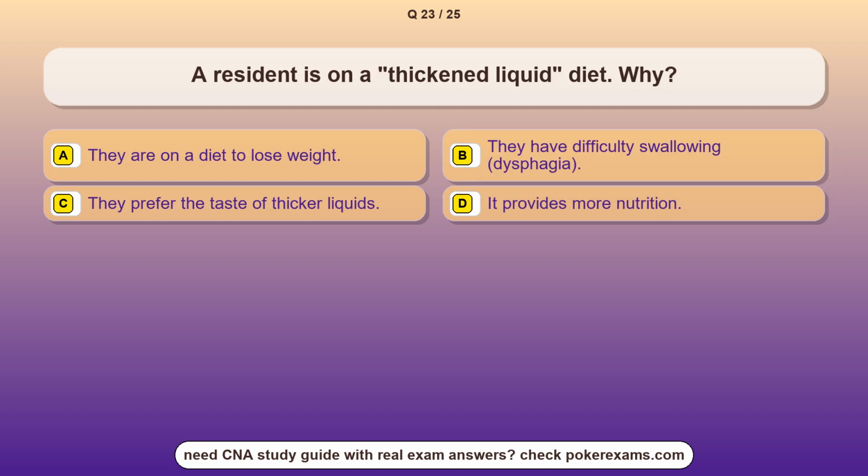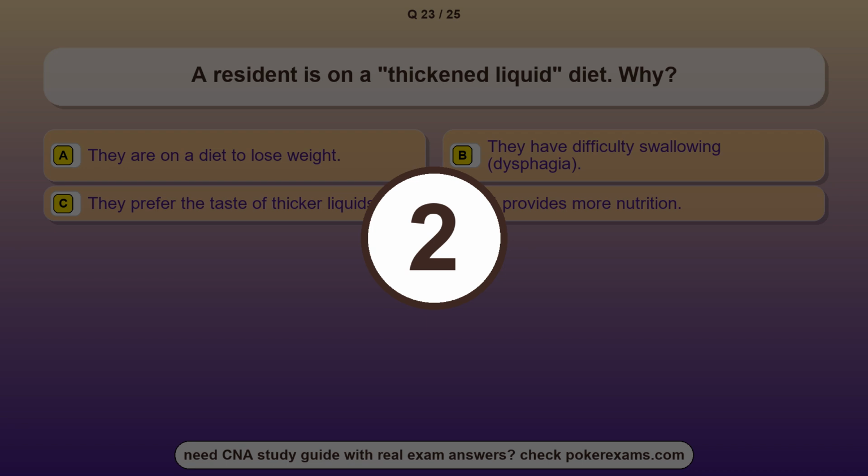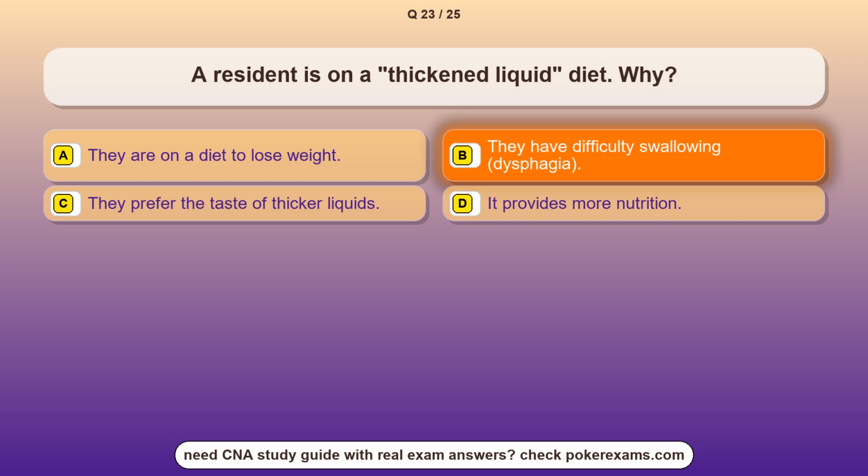Question 23. A resident is on a thickened liquid diet. Why? Option A, they are on a diet to lose weight. Option B, they have difficulty swallowing, dysphagia. Option C, they prefer the taste of thicker liquids. Option D, it provides more nutrition. The correct answer is option B, they have difficulty swallowing, dysphagia.